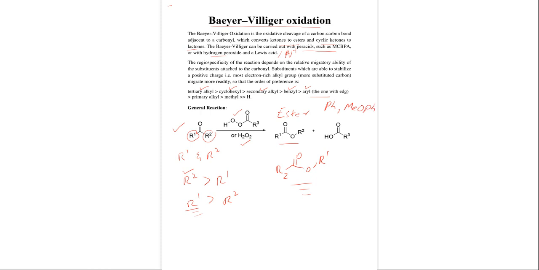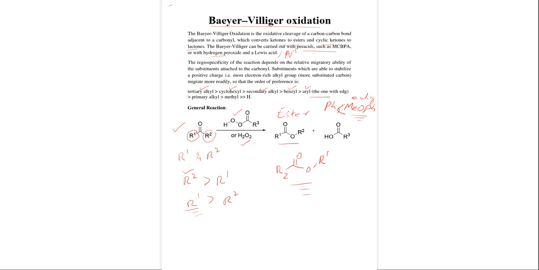And in the case of aryl groups, for example, if we compare phenyl and methoxyphenyl, here the methoxy group is an electron donating group. So when an electron donating group is attached to the aryl functionality, then this will be migrated first, then the phenyl group. So the migrating ability will be like this. So at the end, primary alkyl and then methyl and hydrogen.